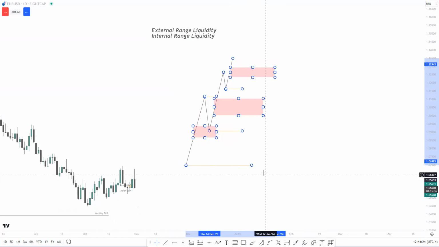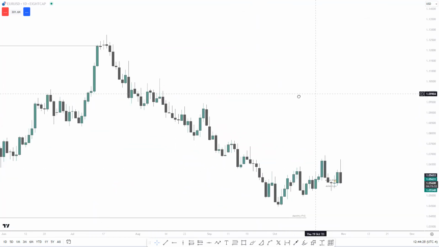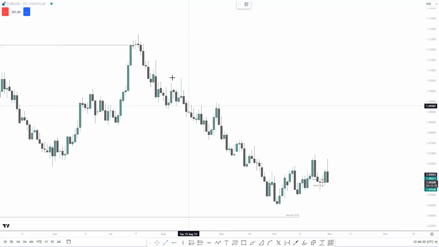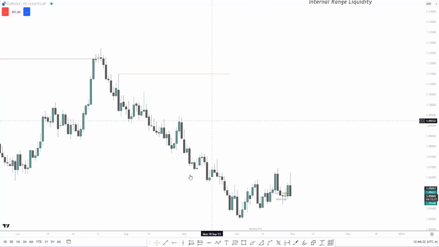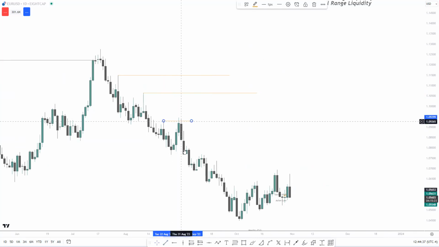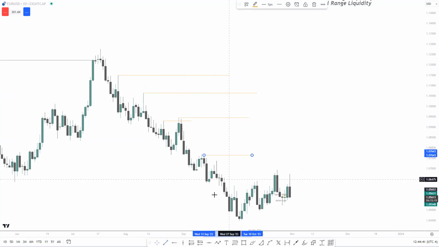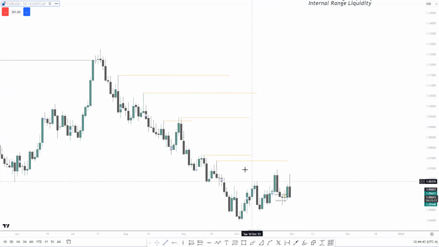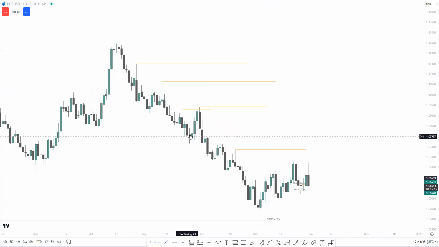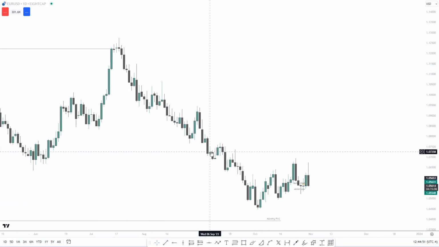In this chart right here, I have opened the daily chart, right? So you can clearly see this is the daily chart. Now, this is external range. This is external range. This is also, which is taken already. This one is also. So all these highs and lows that you see, this one, this one, this one, this one, all these are external range liquidity on the daily time frame.